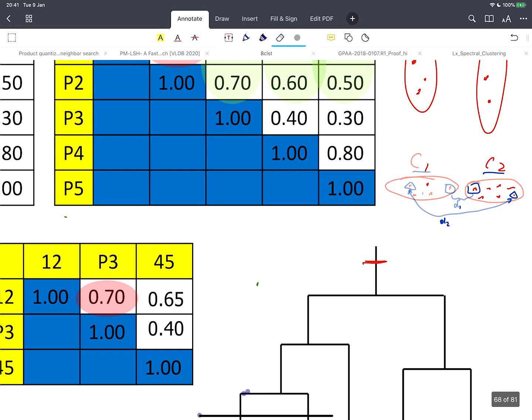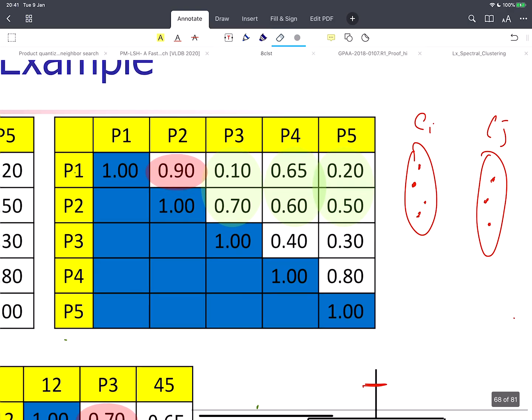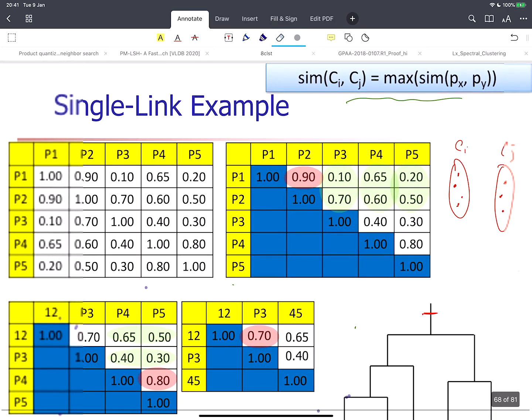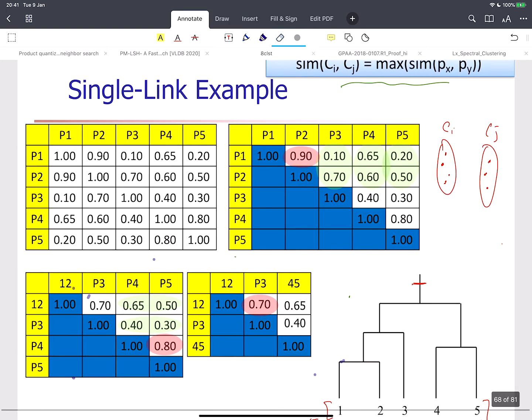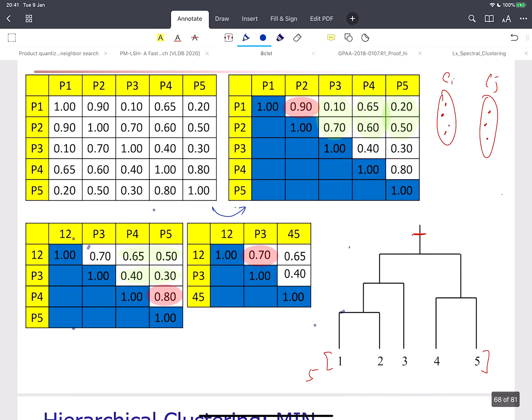Okay, so here we look at essentially what we do. This is an example of the single link, where we start with a 5 by 5 matrix, and the idea is to gradually reduce it to 4 by 4, and then to 3 by 3.